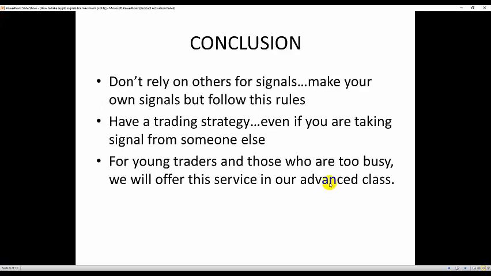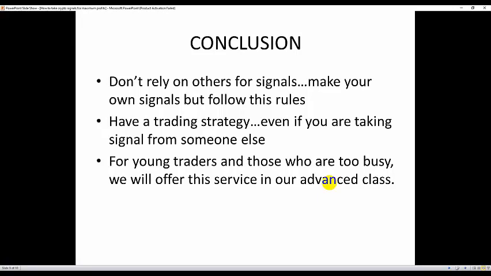So that is it. Now, conclusion: don't rely on others for signals. Make your own signals, but follow these rules. And even if you take someone else's signal, please follow these rules. Do not just follow somebody sheepishly. You can decide to say, okay, you are busy, you're a government worker, or you're just a newbie and you still want to start making money immediately. Copy trading is perfect for people like you, but if you copy blindly, you have a problem.